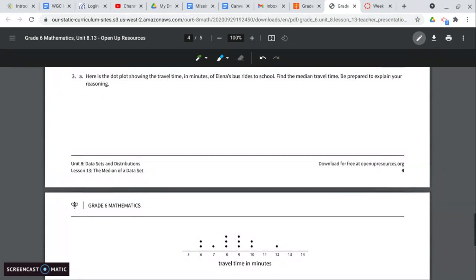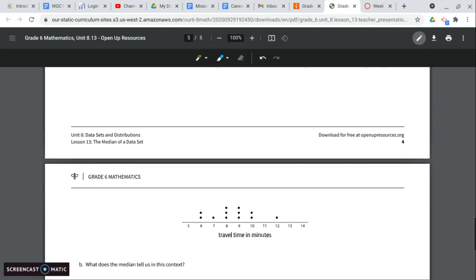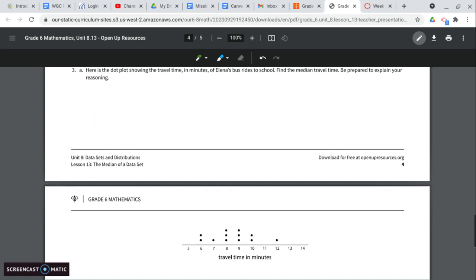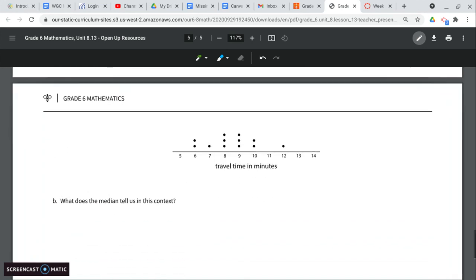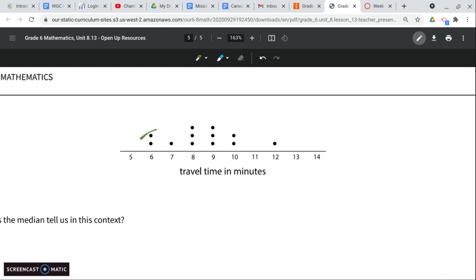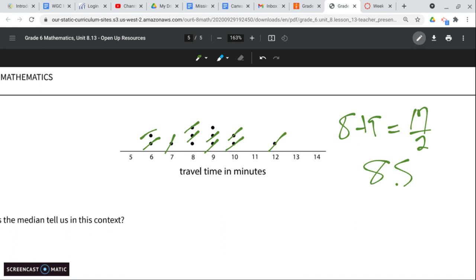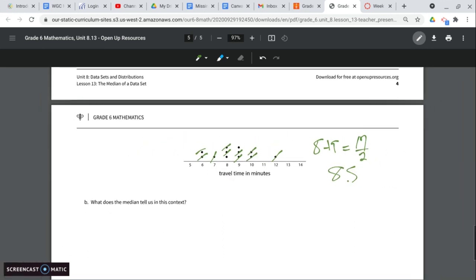So here's a dot plot showing travel time in minutes of Alina's bus rides to school. Find the median travel time, be prepared to explain your reasoning. So in this case, because they're already in numerical order, we just can cross off the dots. So there's 1, 1, there's 2, 2, there's 3, 3, 4, 4, 5, 5. So we're left with 8 and 9. So we take 8 plus 9, which gives us 17. And then we divide that by 2. And 17 divided by 2 is 8.5. So that means the median of this data is about 8.5 minutes.